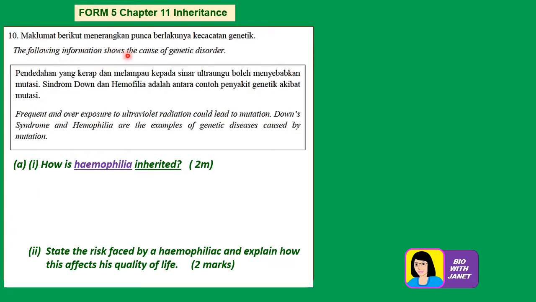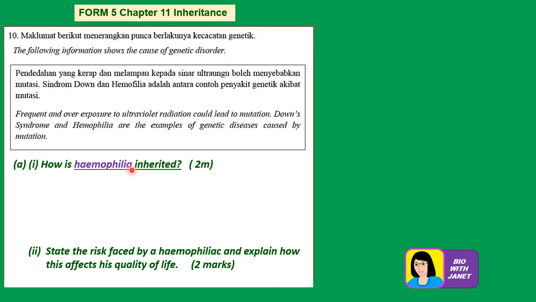The following information shows the cause of a genetic disorder. Frequent and overexposure to ultraviolet radiation could lead to mutation. Down syndrome and hemophilia are the examples of genetic diseases caused by mutation. A1. How is hemophilia inherited? From the word hemo, we know that it's something to do with blood. So hemophilia is a disease where the blood clots slowly or does not clot at a wound.